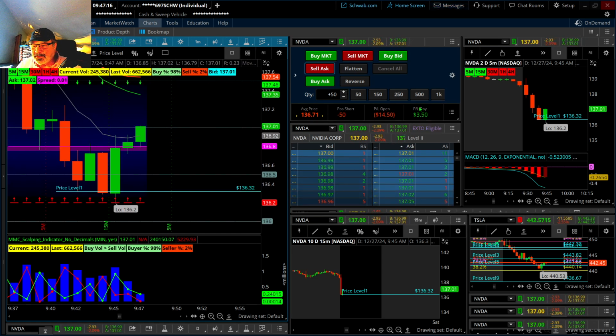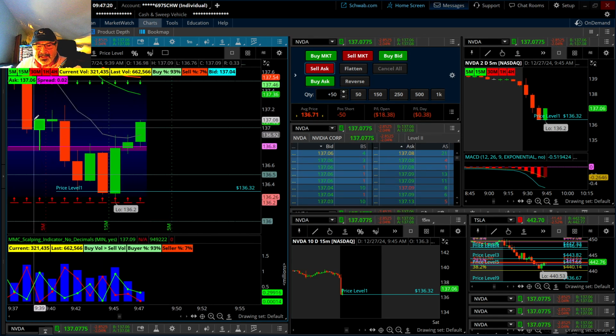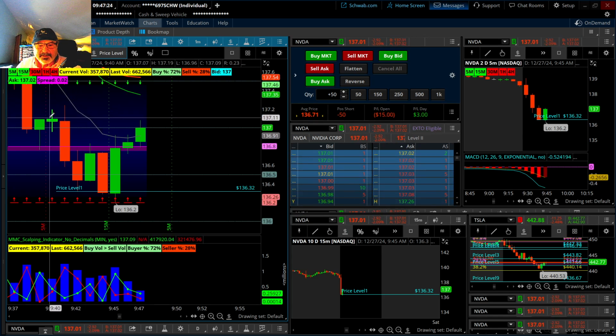Okay, so now we're up to the 37. Here's where I thought about turning around. Let's see, here's the other area that it reversed.